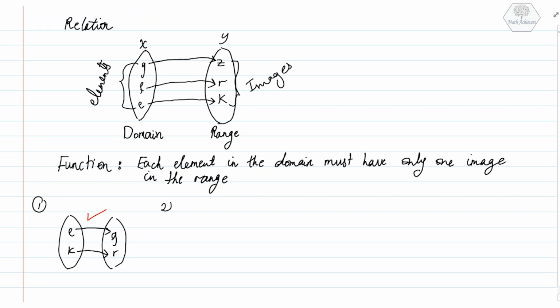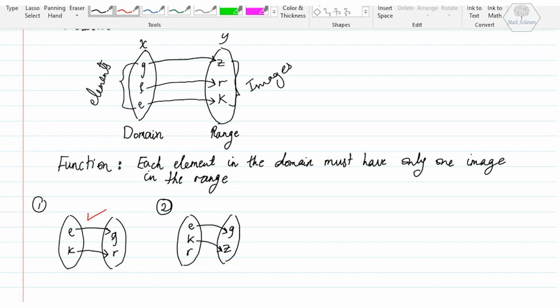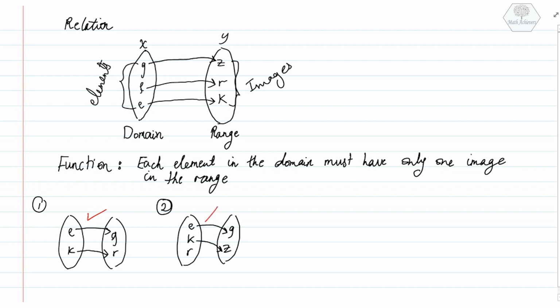Let's take example 2. If we have E, K, R, and we have G with Z. E maps to G and K maps to Z. Is this a function or not? It's not a function, because the element R has no image in the range.